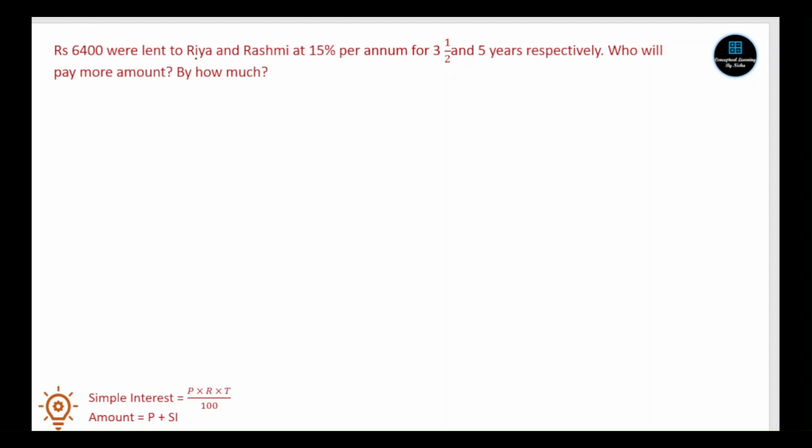6,400 rupees were lent to Ria and Rashmi at 15% per annum for 3.5 and 5 years respectively. Who will pay more amount and by how much? Okay, so I'll write Ria and Rashmi. I'll find the amount for both of them individually.